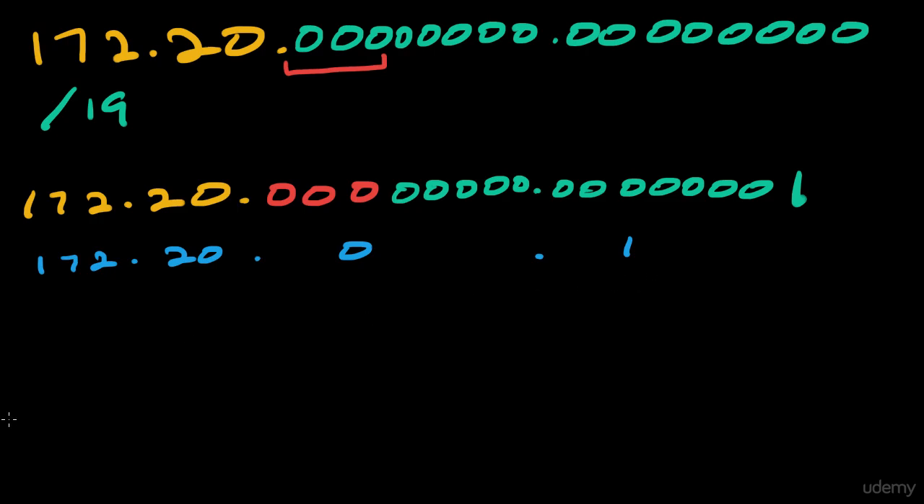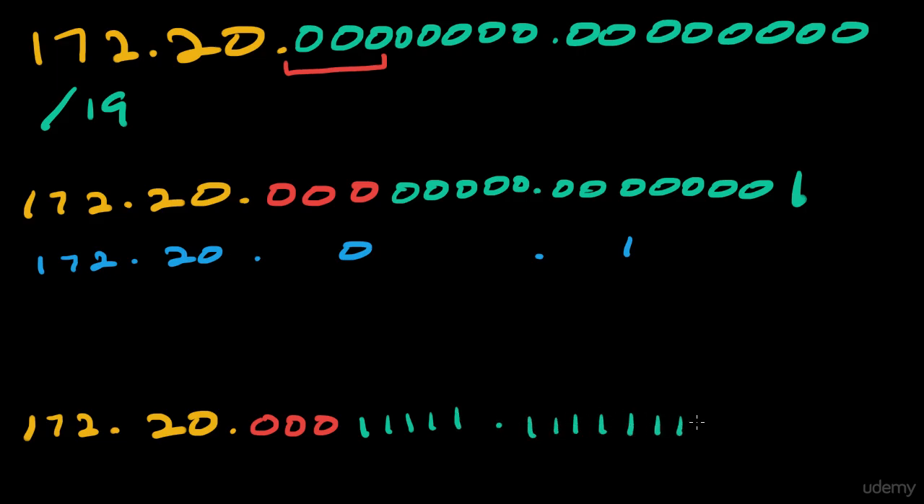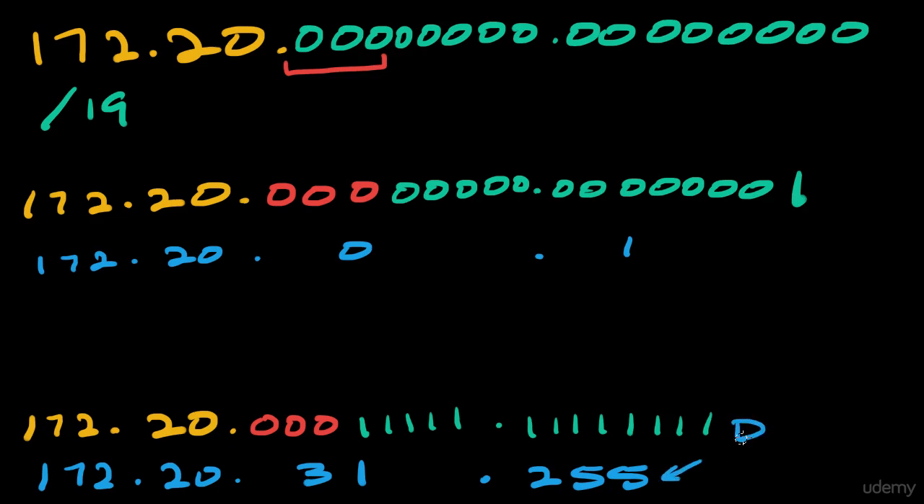The directed broadcast IP would be 172.20. The subnet bits would be 000, and the host bits would be all ones. 1, 2, 3, 4, 5. 1, 2, 3, 4, 5, 6, 7, 8. What is this? Well, this is 172.20.31.255. This IP is the directed broadcast IP.